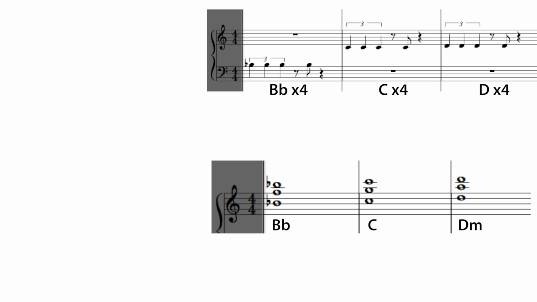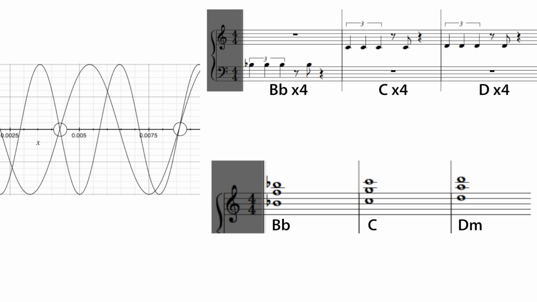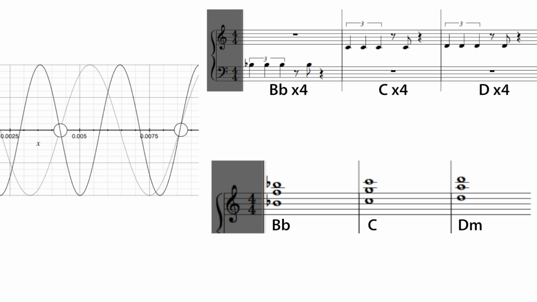Now take a look at how the first and fifth notes of these scales intersect. These are the graphs for B flat and F, which make up the B flat major, and you can see how they intersect at the higher notes every third zero.